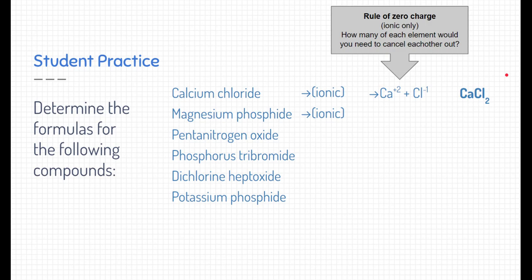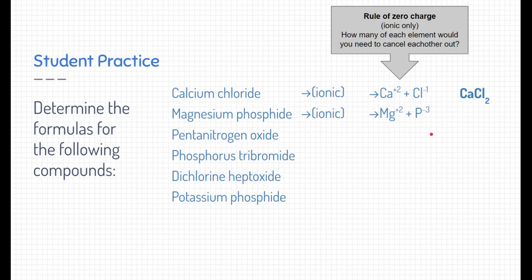So we have to follow the rule of zero charge. We have to know what the charges of the elements are on the periodic table. So I pull out my periodic table. I look at the predictable charges. Magnesium likes to make a plus two. It's actually in the same column as calcium. Phosphorus, on the other hand, likes to make a minus three charge. So here's the tricky question.